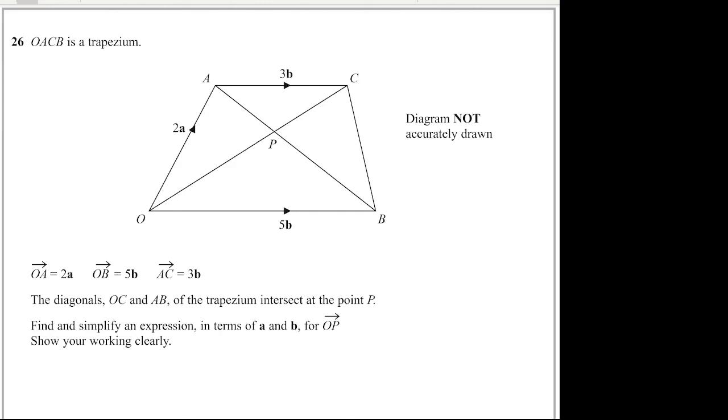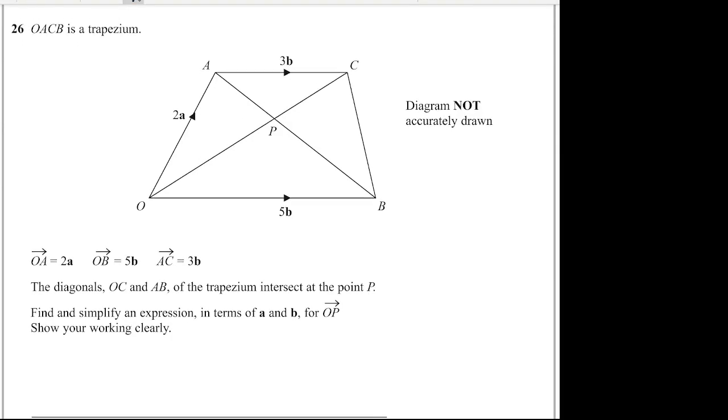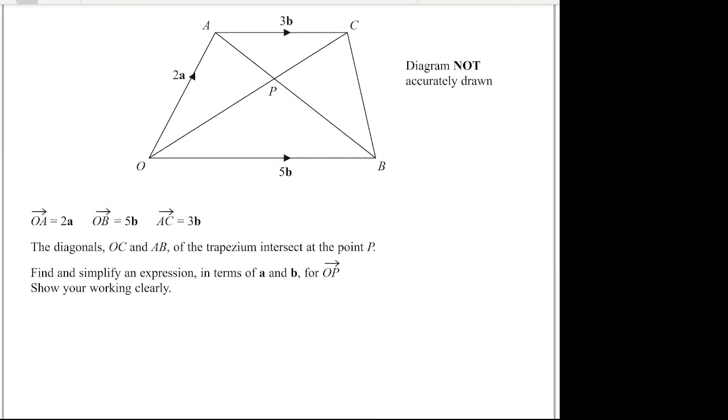Okay, strap yourself in. The final question, and it's an absolute beast, but if you're aiming for a 9, then these are the types of questions you want to try and get marks on. So first off, it tells us that we need to find an expression for O to P. We basically need to figure out where this P value is.